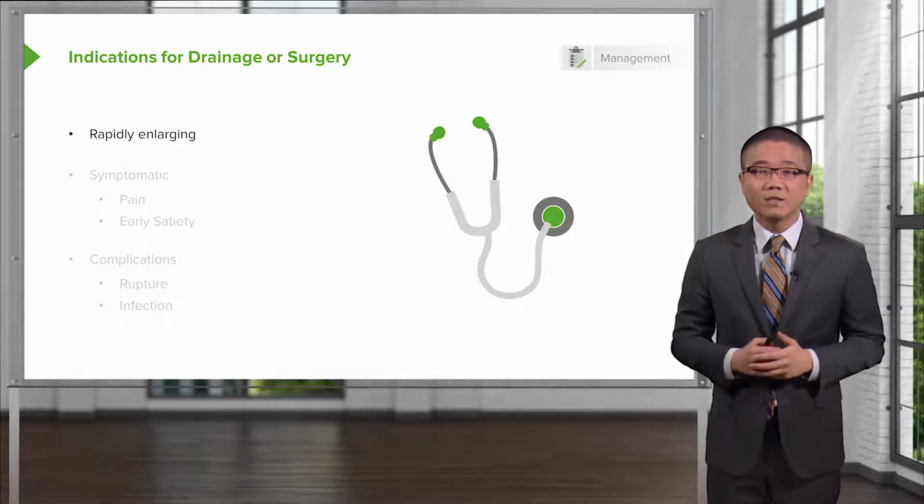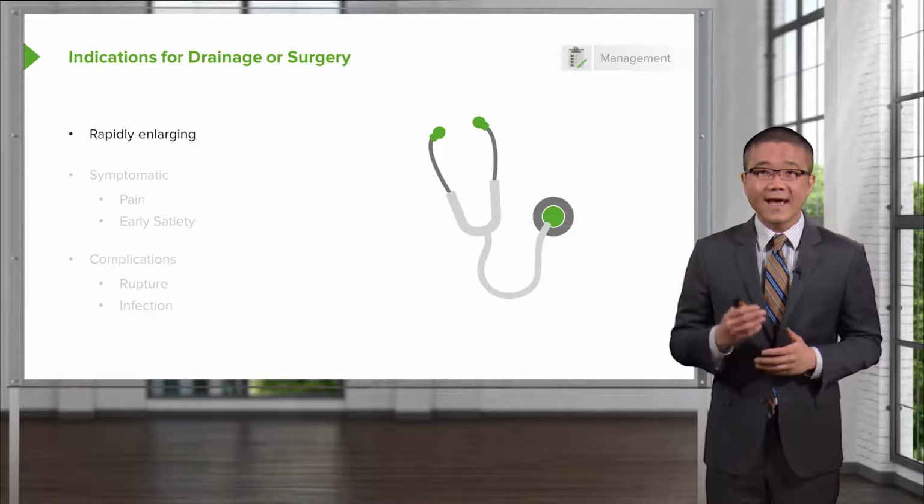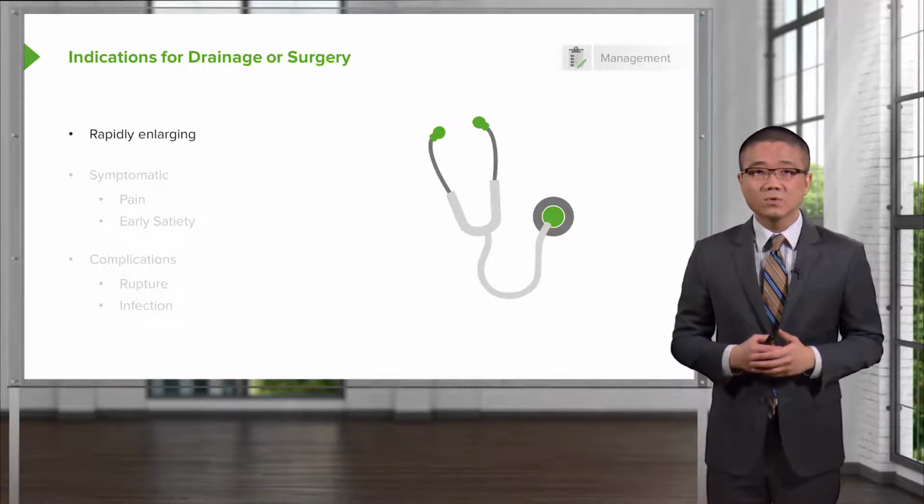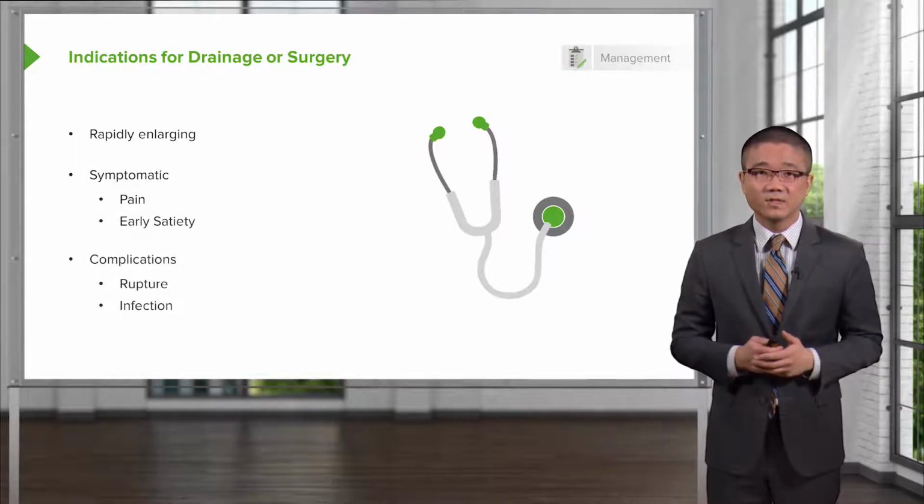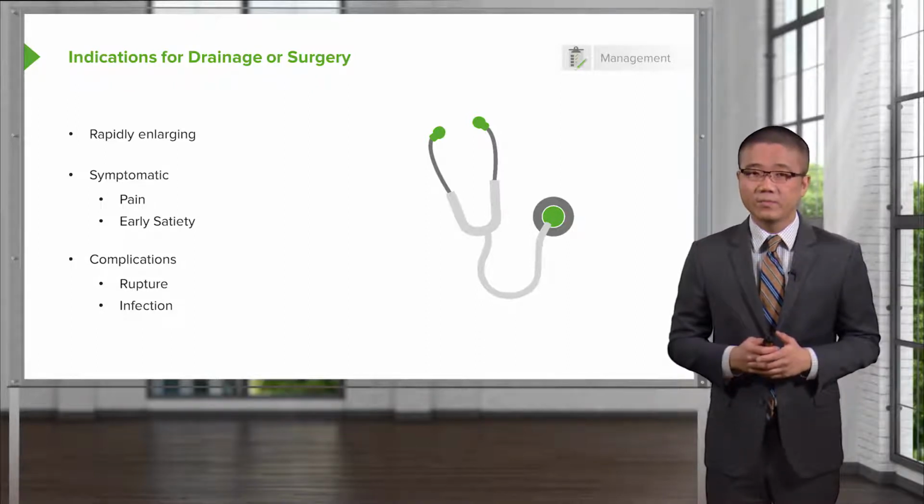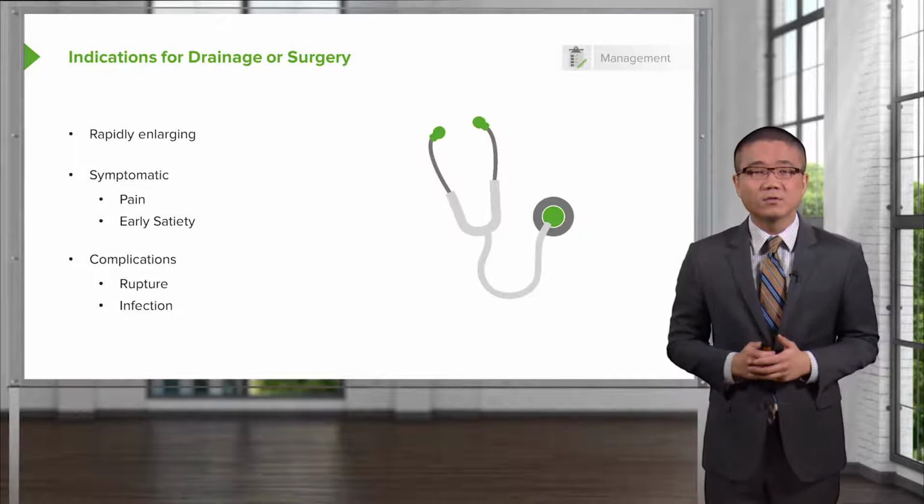If there is a rapidly enlarging pseudocyst, as indicated by symptoms or by interval CT scans, that might be an indication for surgery. Patients with worsening pain or unmanageable pain or early satiety resulting in weight loss may be candidates for drainage. And lastly, complications of a pseudocyst, including rupture and infection, are clearly indications for surgery. Luckily, rupture is a rare phenomenon.